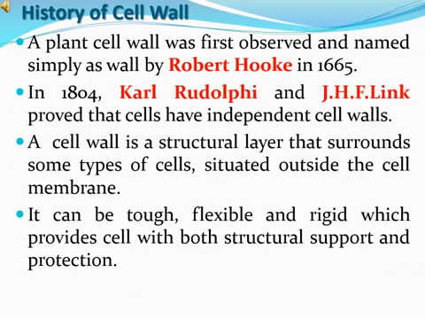History of the cell wall. A plant cell wall was first observed and named simply as wall by Robert Hooke in 1665. In 1804, Karl Rudolphi and J.H.F. Link proved that cells have independent cell walls. A cell wall is a structural layer that surrounds some types of cells, situated outside the cell membrane. It can be tough, flexible and rigid, which provides the cell with both structural support and protection.